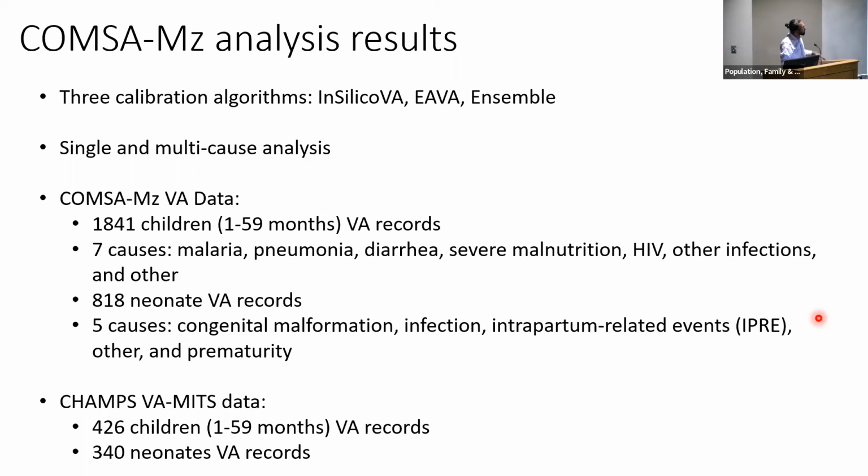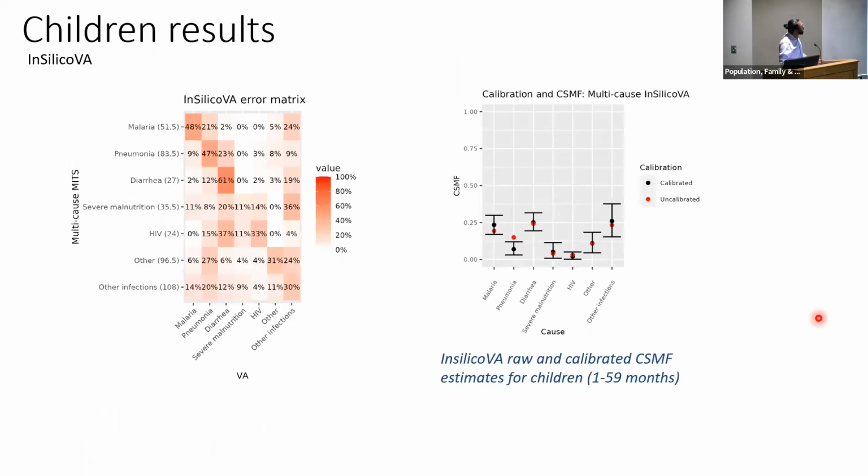The results are generally similar, and I'll present the multi-cause one because it incorporates more information. Generally the sensitivities were better estimated when using multi-cause analysis. The data set had around 2,000 children for the COMSA Mozambique data. We used 7 causes, which are mutually exclusive and, taken together, exhaustive. For neonates, there were around 800 neonates and 5 causes. And the CHAMPS VA data that we used to estimate the misclassification matrix had around 430 children and 340 neonates.